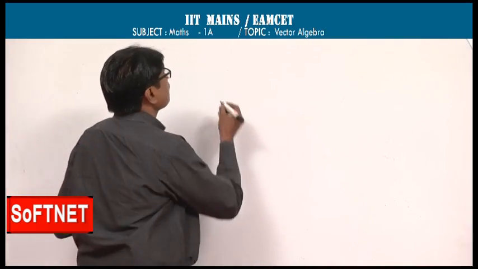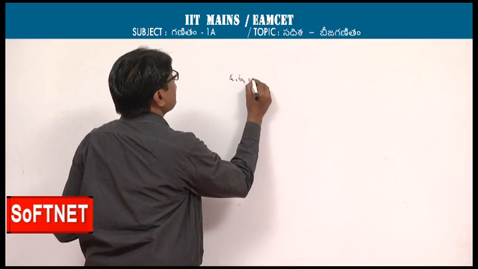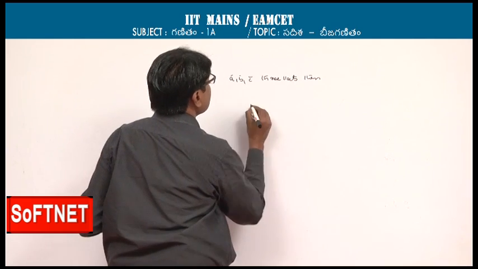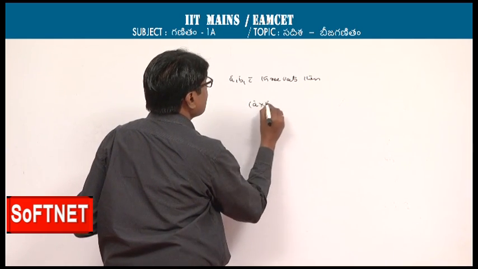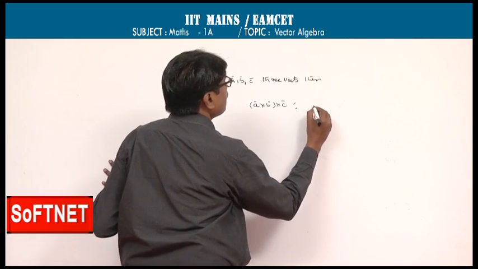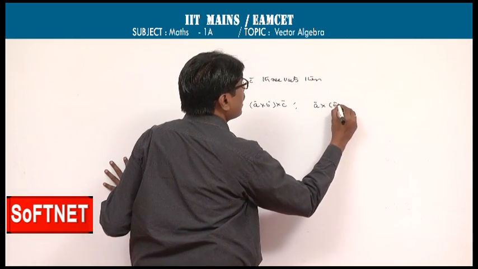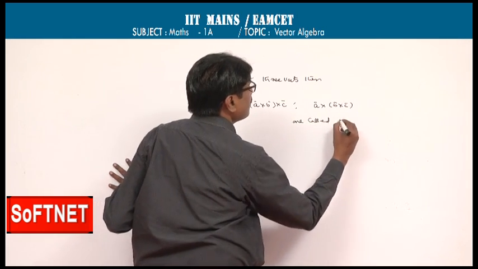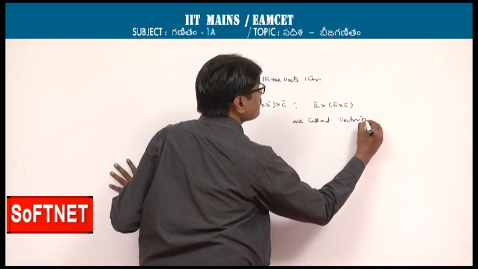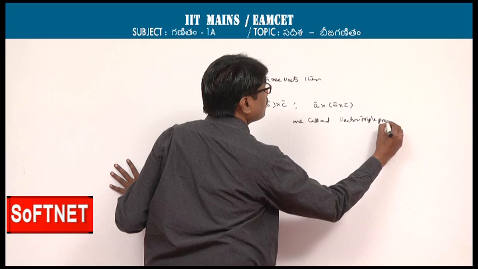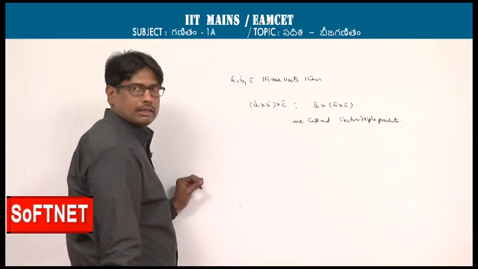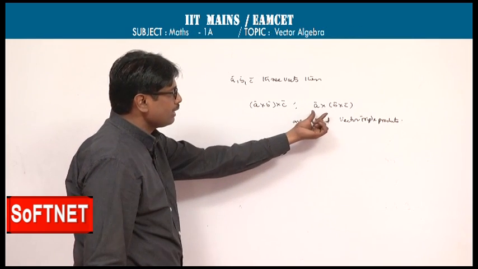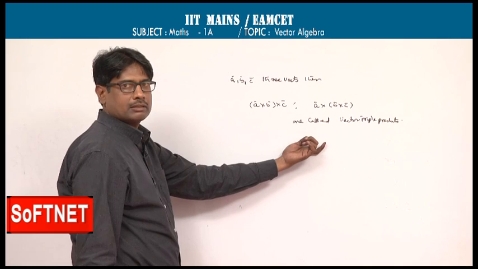Vector triple product. A bar, B bar, C bar, three vectors. Then A bar cross B bar cross C bar and A bar cross B bar cross C bar are called, these two are called vector triple products. Clearly notice, A cross B is a vector, and C bar between two vectors, and here A cross B cross C is a vector triple product.